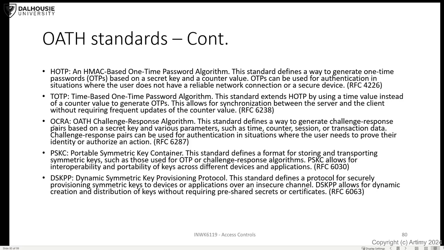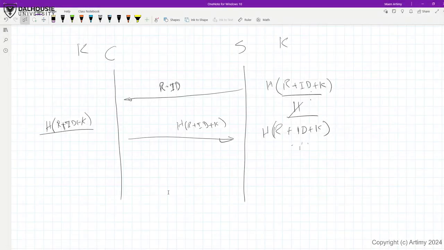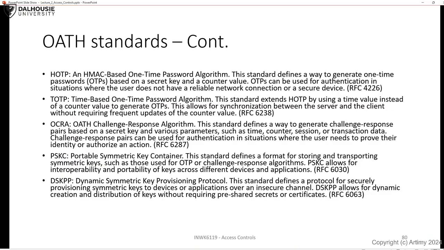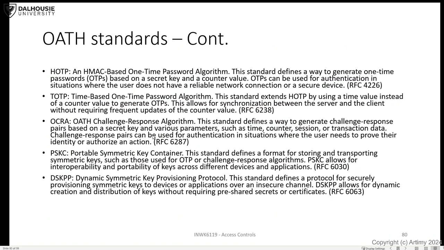And then we have OCRA, which is a challenge response algorithm. This standard defines a way to generate challenge response pairs based on a secret key and various parameters such as time, counter, session, or transaction data. Challenge response pairs can be used for authentication in situations where the user needs to prove their identity or authorize an action. So they can do something like this. They standardize this operation here, because this is challenge response.